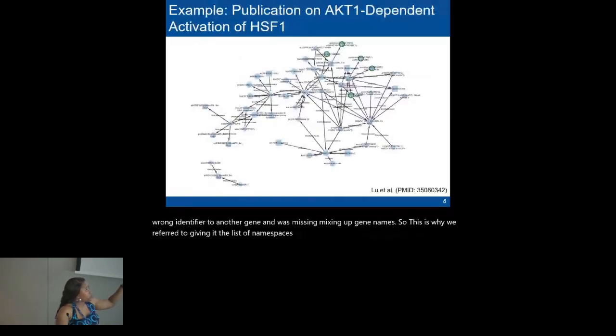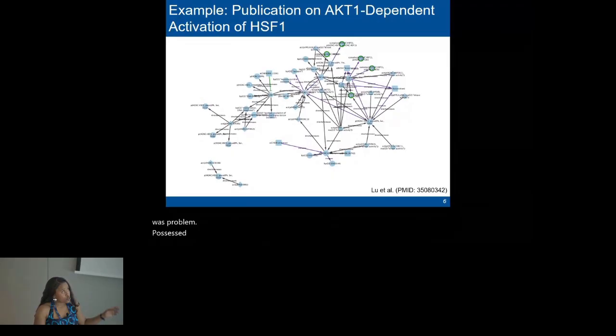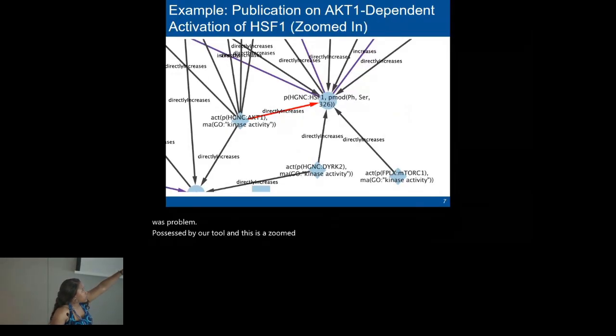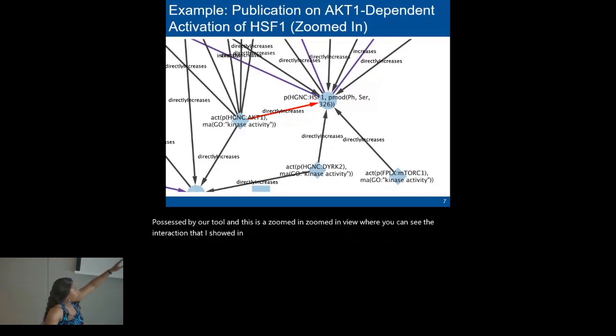So here's an example network of the paper that was processed by our tool, and this is a zoomed in view where you can see the interaction that I showed in the former example. This is the AKT2 and then the HSF1 and the directly increased interaction.